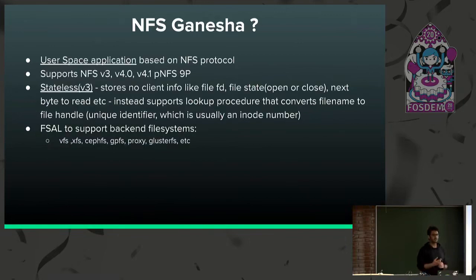Version 3 of NFS was stateless, and from version 4, it was stateful. I know most of you probably know what stateless and stateful is, but let me just rephrase what stateless is. Stateless stores no client information, like the file FD, next byte to read, and stuff like that. But instead, it supports the lookup procedure that converts the file name to a file handle, which is a unique identifier. It's mostly the inode number for the file. And NFS Ganesha has FSAL, which is called File System Abstraction Layer. I'll be talking about FSAL a couple of times in my presentation.